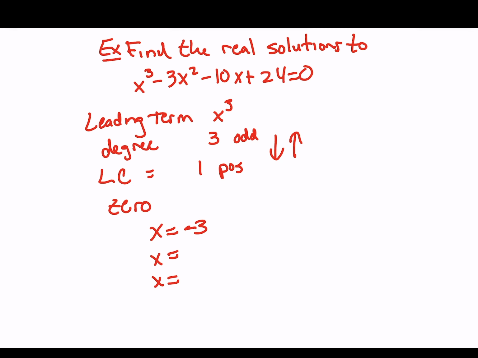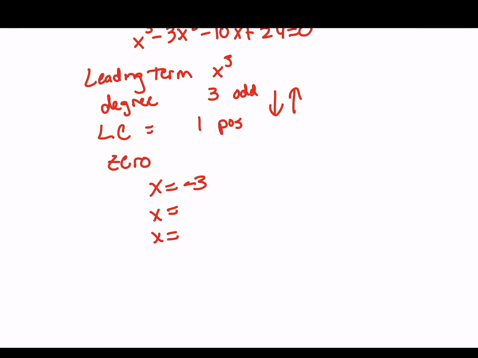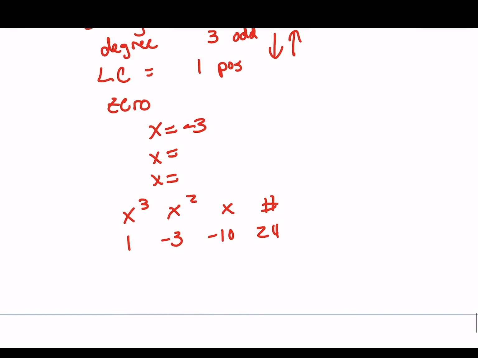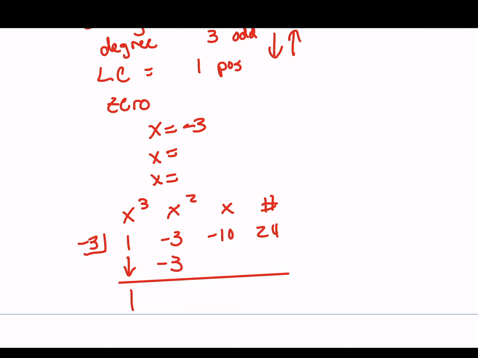Now again, this has degree 3, so we should actually expect to see 3 zeros. Okay, so the first thing we want to do is to divide out that -3 using synthetic division. So we'll write our columns, x cubed, x squared, x, and then our constant. Our coefficients are 1, -3, -10, and 24. And we're dividing out that -3. Bring down our 1. So we have 1. 1 times -3 is -3. -3 plus -3 is -6. -3 times -6 is -18.